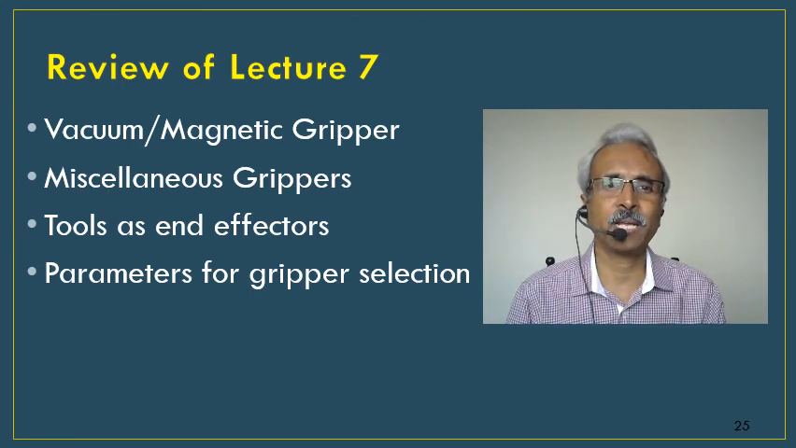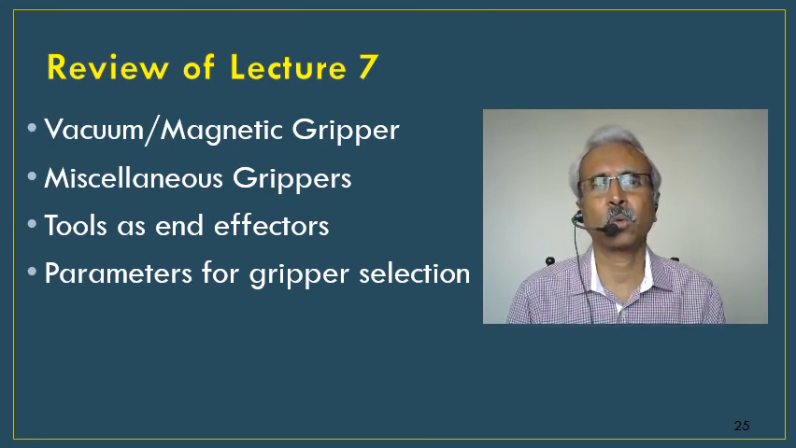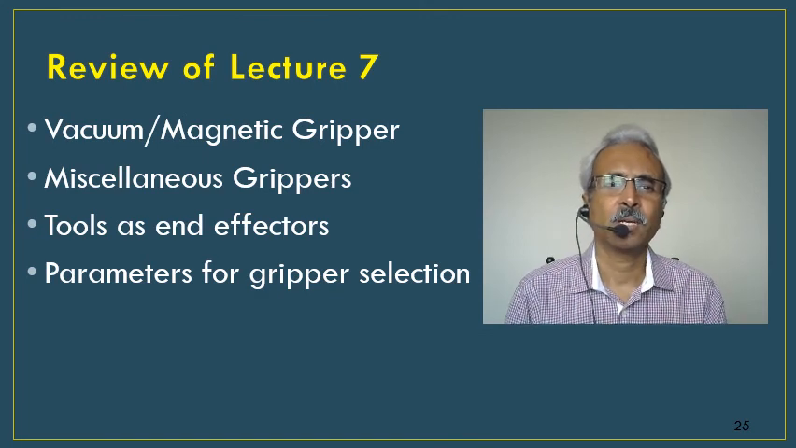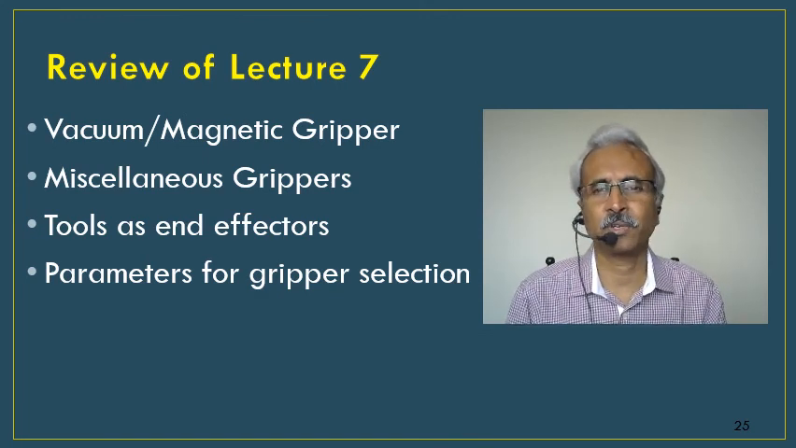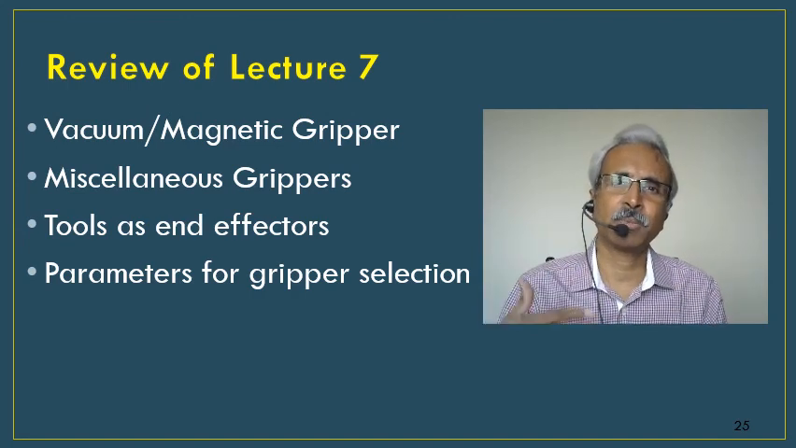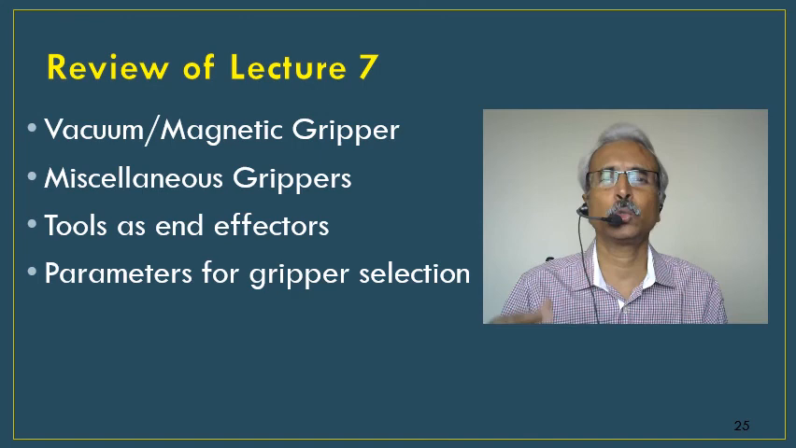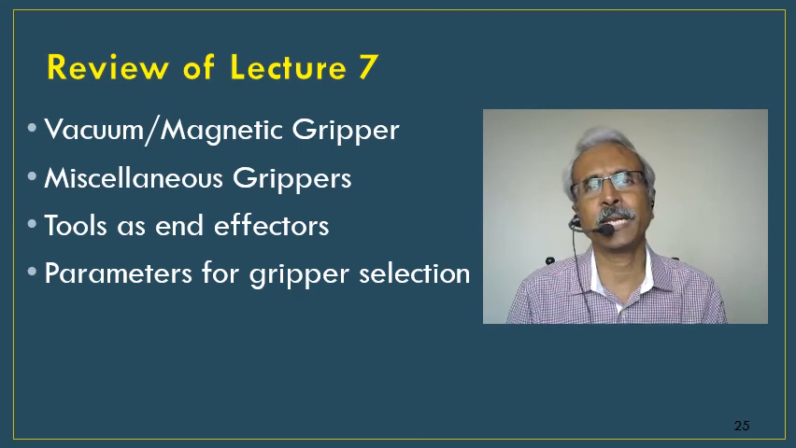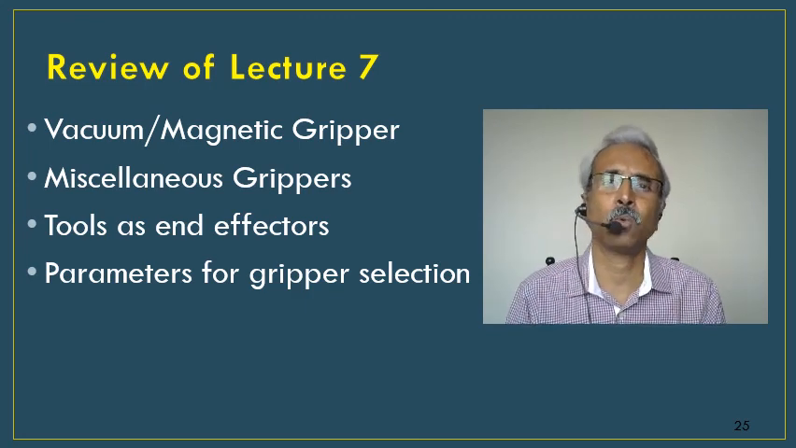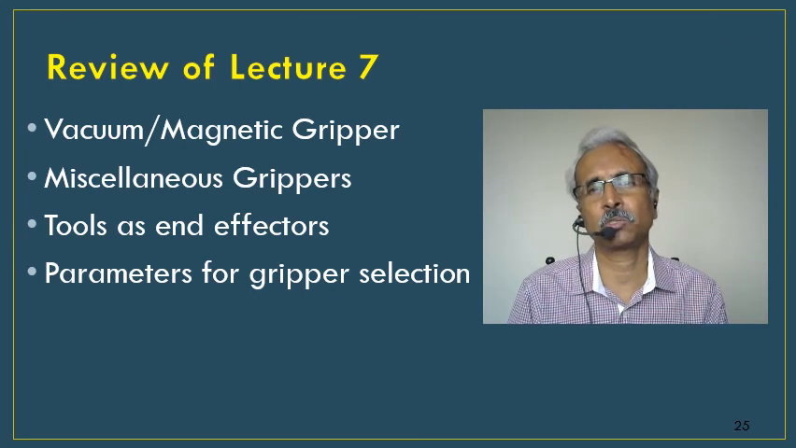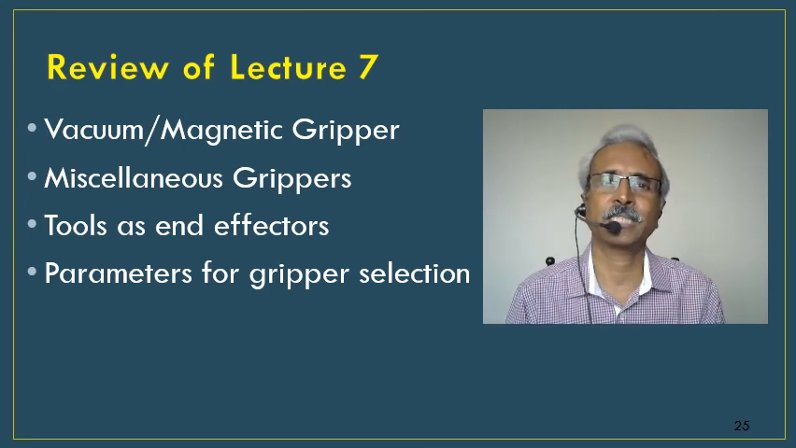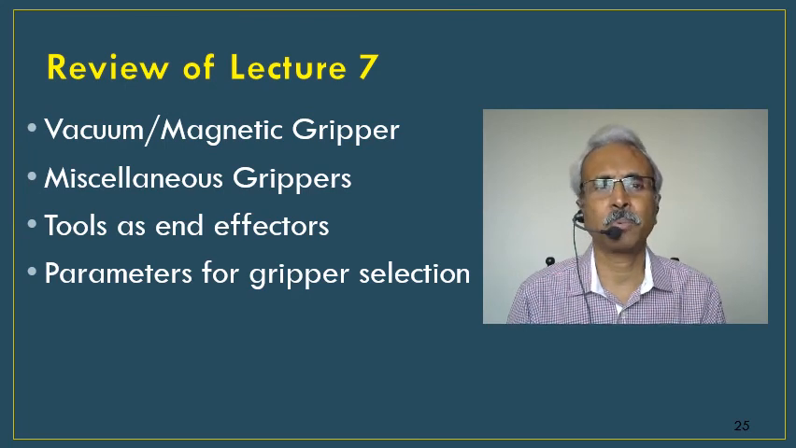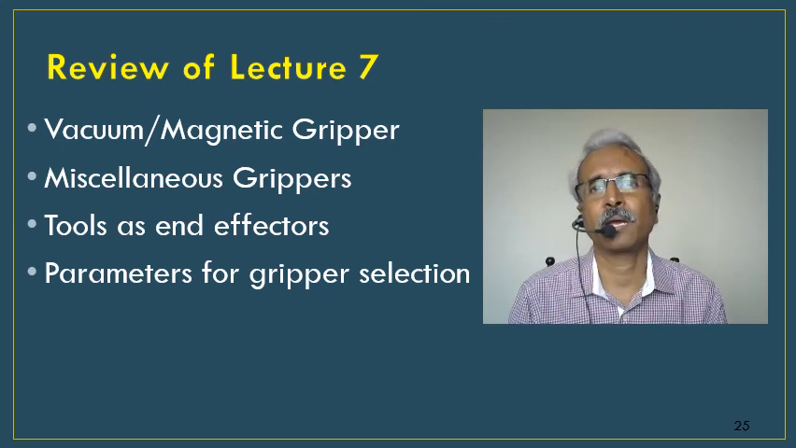So we have come to the end of lecture 7. Before winding up, let's see what are the topics which we discussed in this lecture. We discussed vacuum grippers and magnetic grippers. In addition to that, we discussed various types of miscellaneous grippers, because the requirements are varied, and for each requirement a new design comes up. So we saw a few of the grippers there. The next important thing we discussed was tools as end effectors: when a tool is attached to the robot's arm or wrist, what sort of operations it can perform. And finally, and most importantly, what are the various parameters that we need to consider for a particular gripper selection.